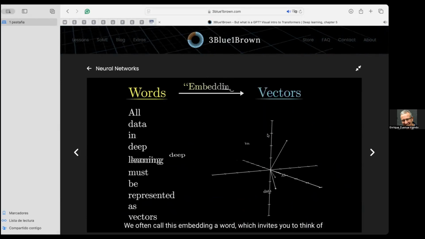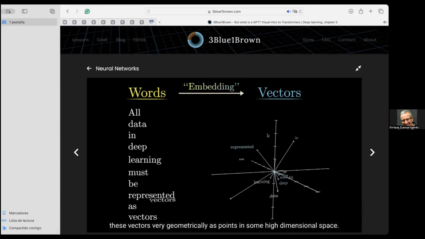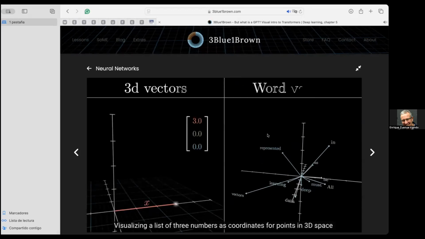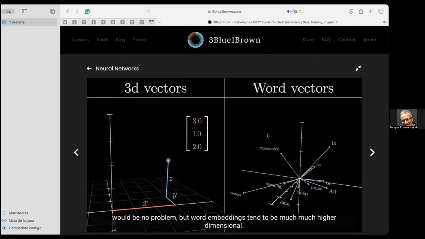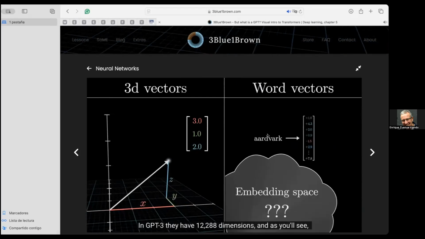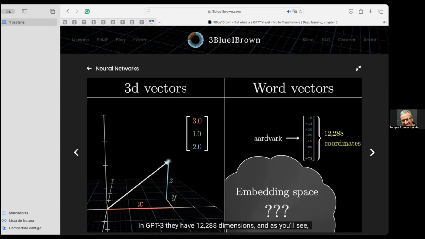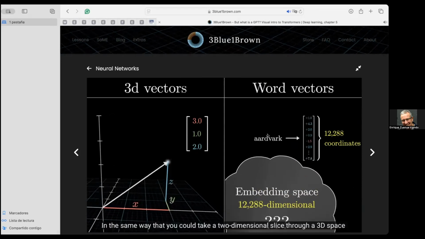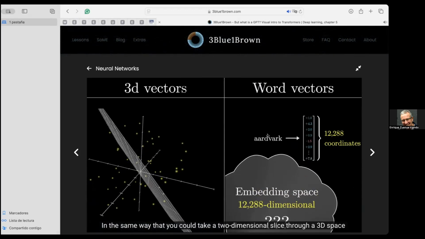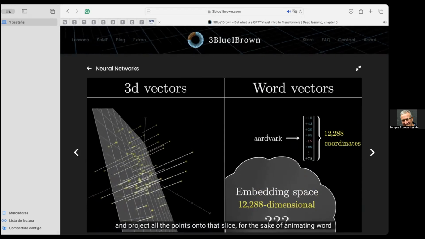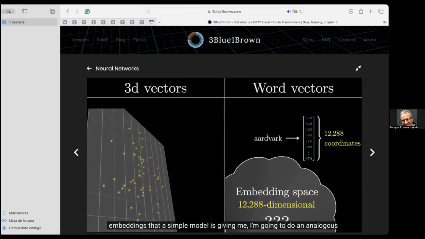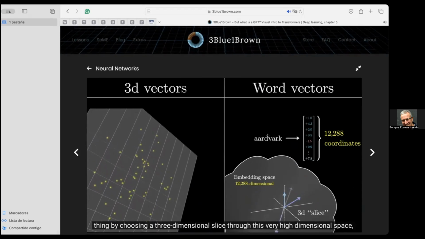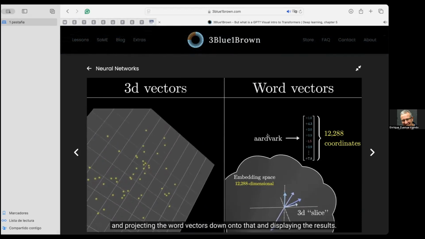We often call this embedding a word, which invites you to think of these vectors very geometrically, as points in some high-dimensional space. Visualizing a list of 3 numbers as coordinates for points in 3D space would be no problem, but word embeddings tend to be much, much higher dimensional. In GPT-3, they have 12,288 dimensions, and as you'll see, it matters to work in a space that has a lot of distinct directions. In the same way that you could take a 2-dimensional slice through a 3D space and project all the points onto that slice, for the sake of animating word embeddings that a simple model is giving me, I'm going to do an analogous thing by choosing a three-dimensional slice through this very high-dimensional space and projecting the word vectors down onto that and displaying the results.